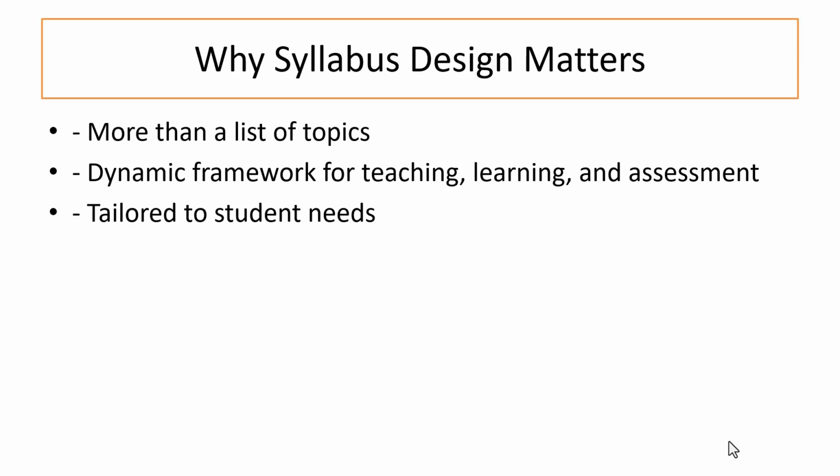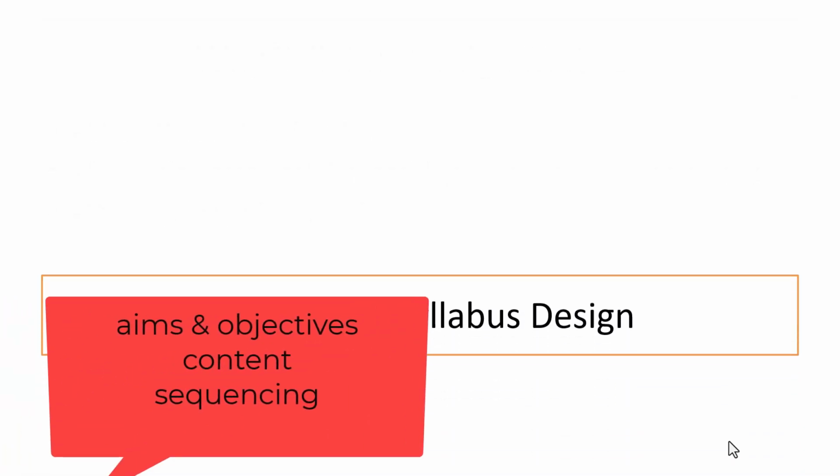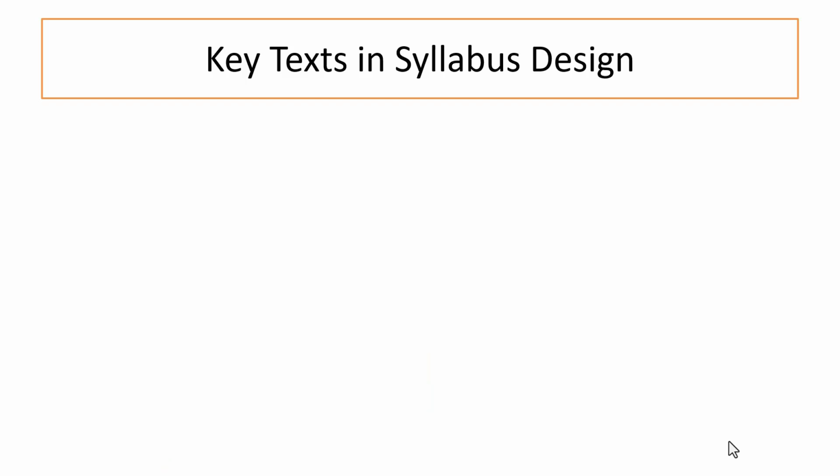So it's like a roadmap. It's guiding both the teacher and the students towards success in language acquisition, right? Exactly. And Breen even points out that a good syllabus should offer about 6 key elements: aims and objectives, content, sequencing, methodology, evaluation, and resources.